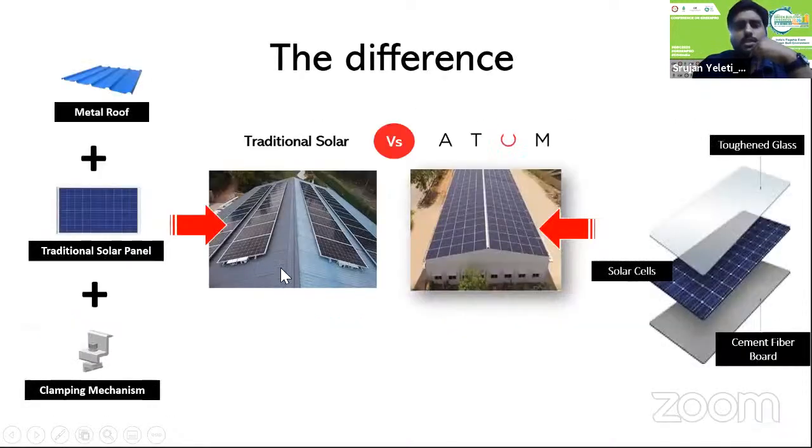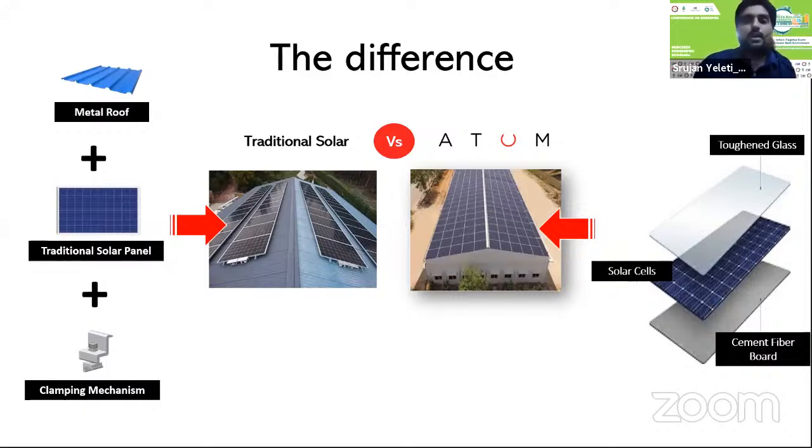Just to give the difference, this is a conventional way of mounting. You have metal sheets and solar panels mounted through clamping mechanisms. The problem here is the metal sheets in corrosive environments, or even in coastal regions, or even in general any kind of normal environment, especially in India, we have metal sheets corroding in 10 to 15 years, whereas the solar panels have to stay there for a lifetime. They have a warranted generation life of 25 years. They do generate after 25 years as well. But what about the roof? I mean, will your roof be staying there for 25 years?